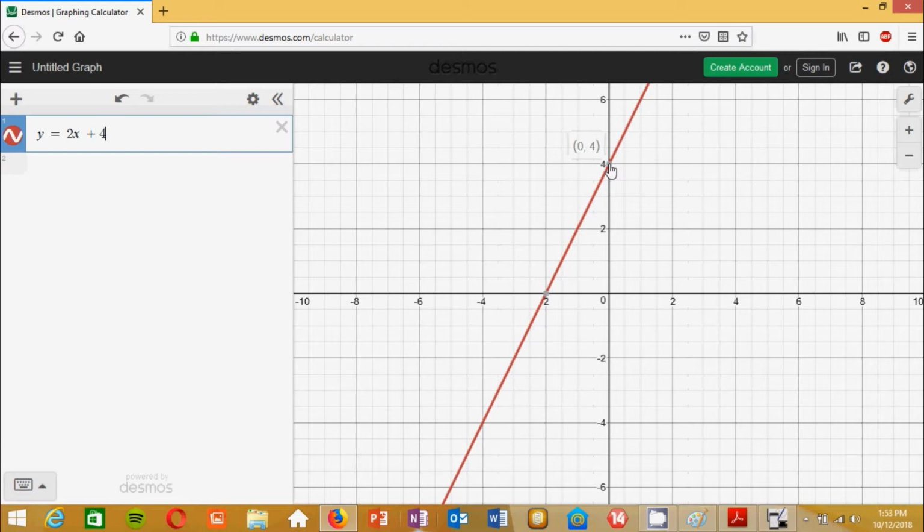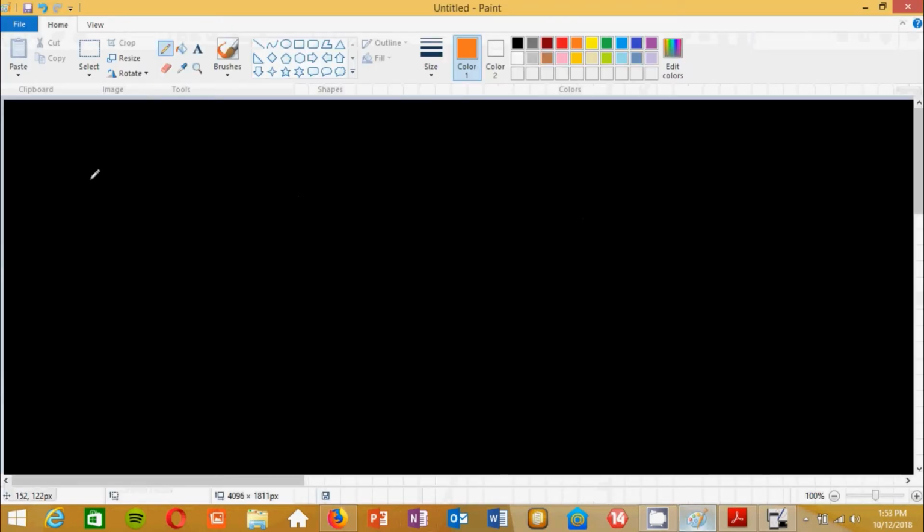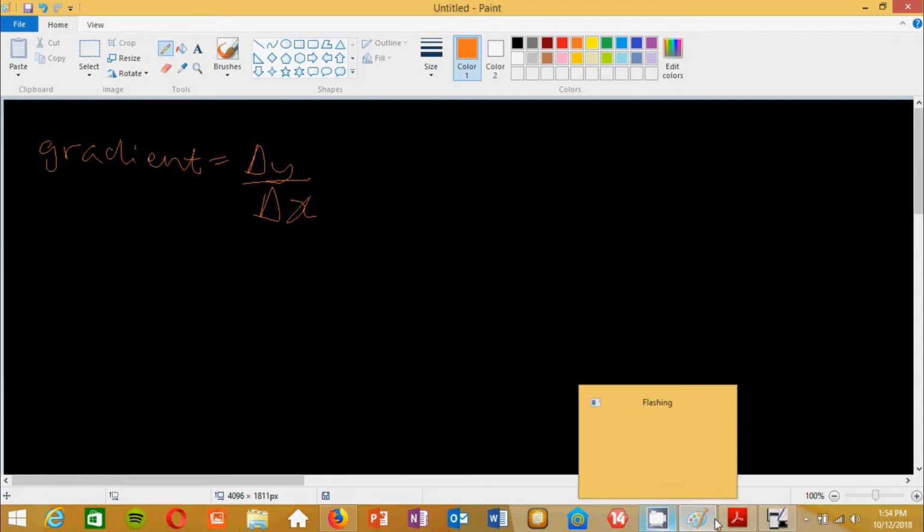But what does the gradient really mean? If we plot a graph of y against x, the thing that you have to understand is that the gradient actually represents the rate of change of y with respect to the rate of change of x. Okay? Delta y over delta x. This means the rate of change of y with respect to the rate of change of x. If this is equal to 2, what that means is when the x coordinate changes by 1, the y coordinate is going to change by 2.